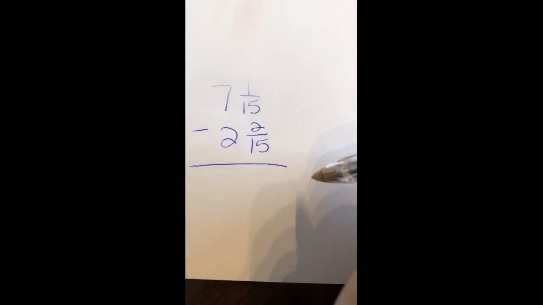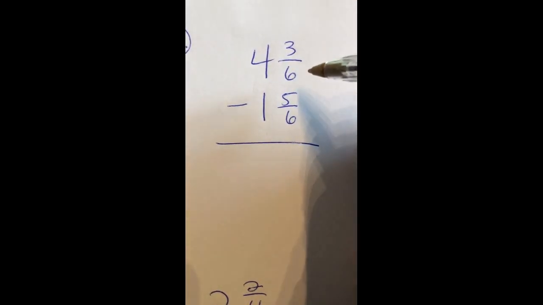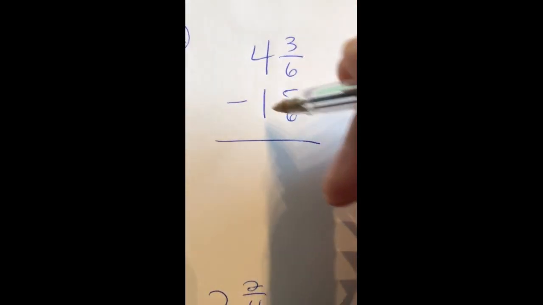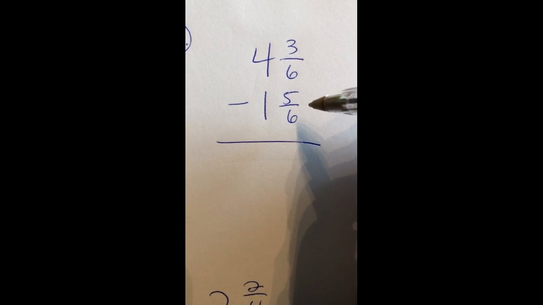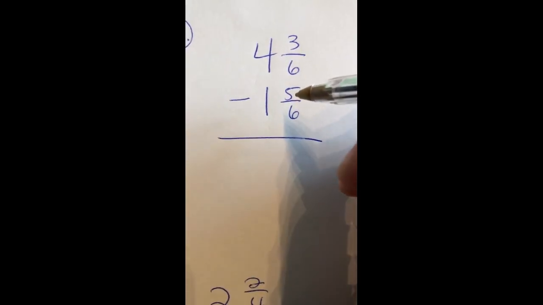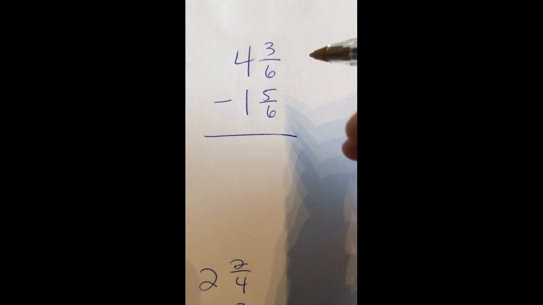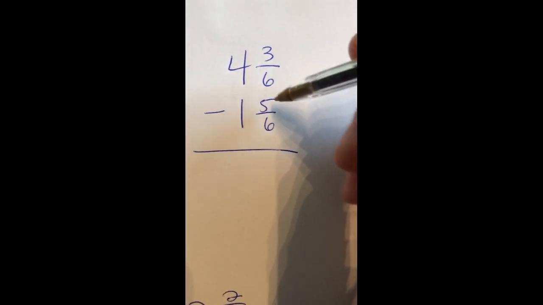Please go to number 7 and write this somewhere on your paper. 4 and 3/6 minus 1 and 5/6. Again, 4 and 3/6 minus 1 and 5/6. Again, we already have a common denominator, but I can't subtract 5 from 3. So I have to borrow.